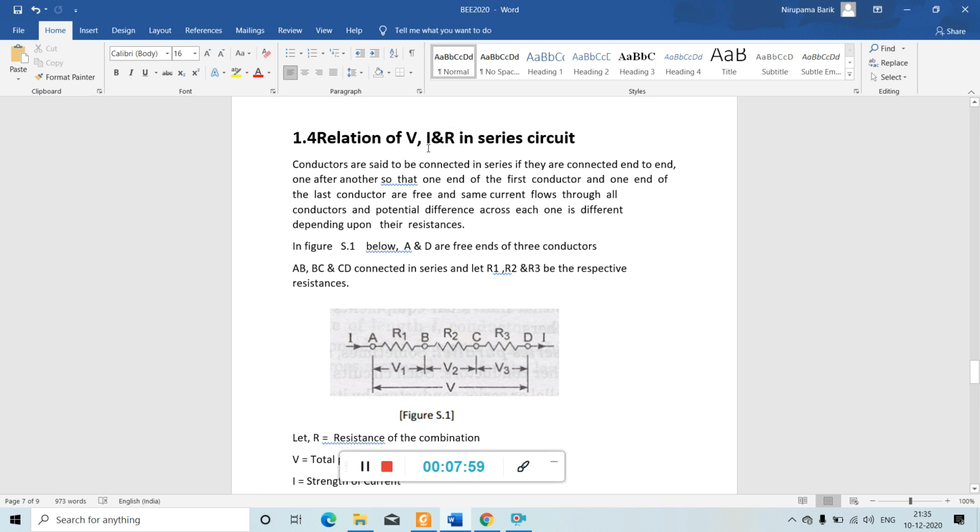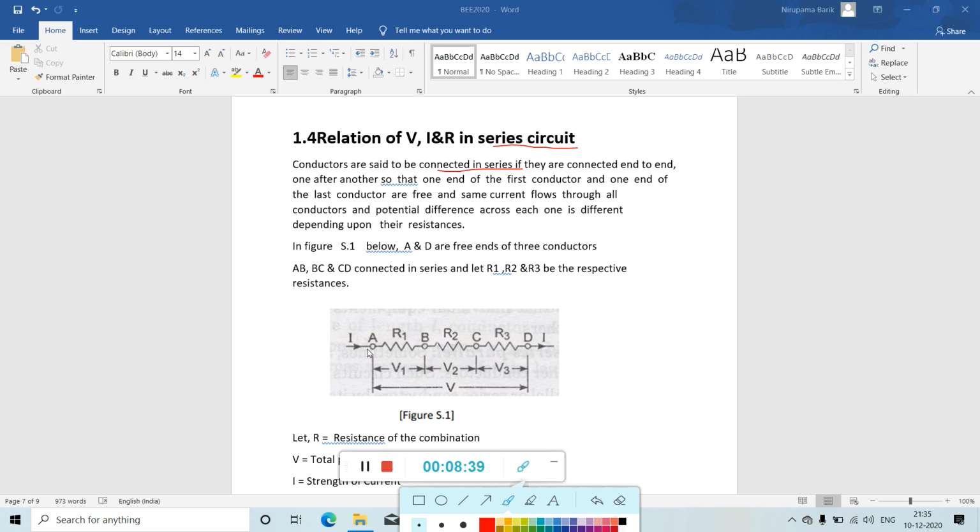So what is the relation of V, I and R in a series circuit? First we will discuss what this series circuit is. Series circuit means what? Conductors are said to be connected in series if they are connected end to end, one after another, so that one end of the first conductor and one end of the last conductor are free, and the same current flows through all conductors, and the potential difference across each one is different depending upon their resistances.